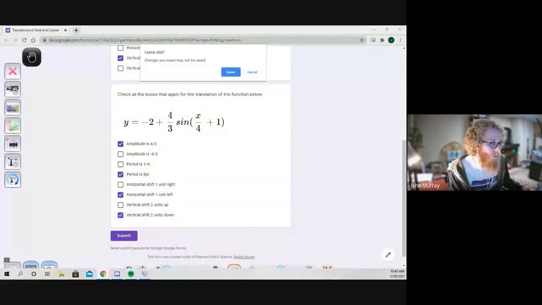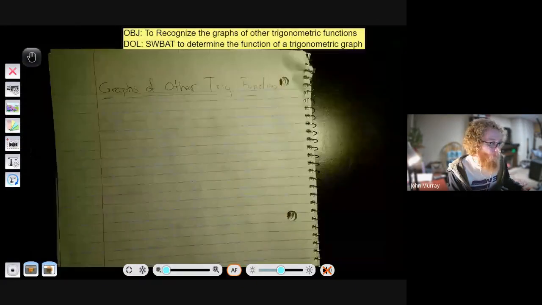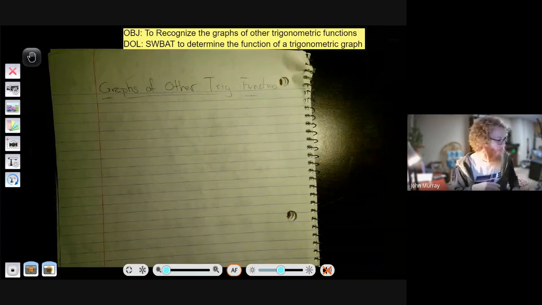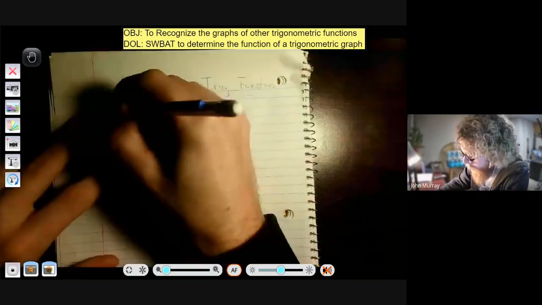Oops, let me get rid of this. I don't need that anymore. There we go. All right, let's take a look. We'll start with tangent.